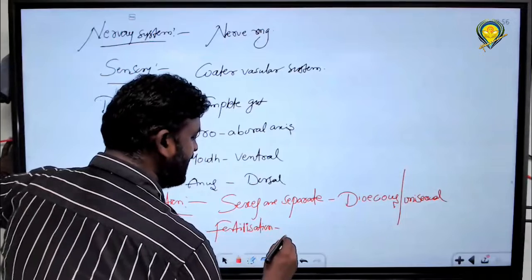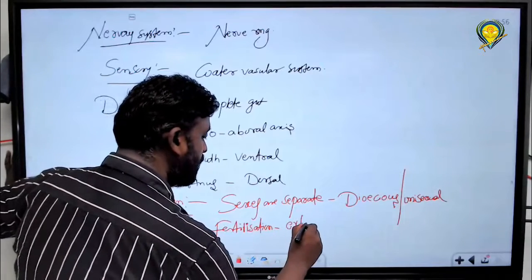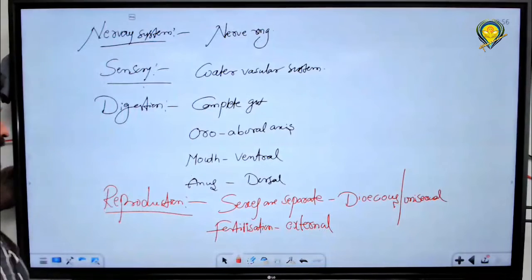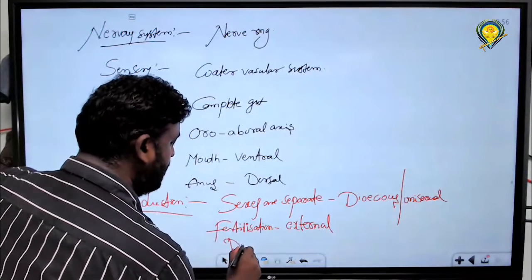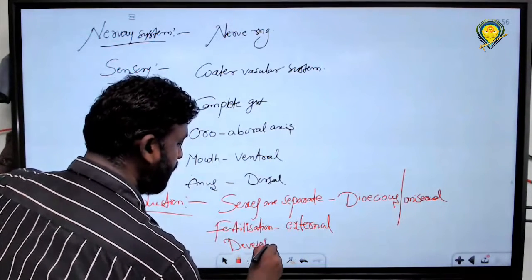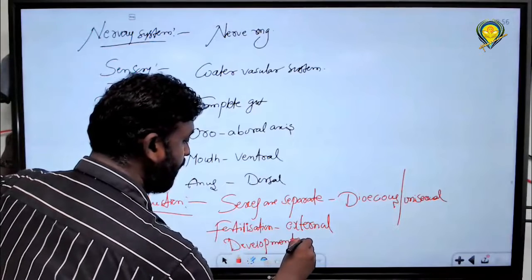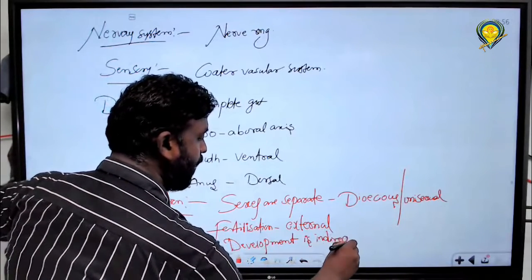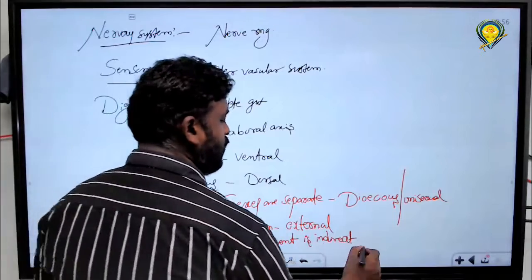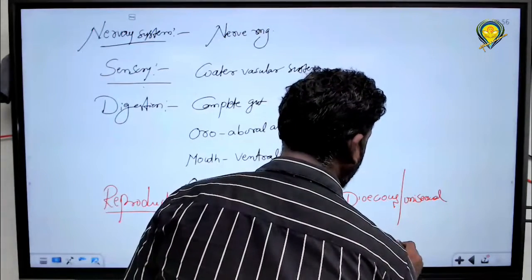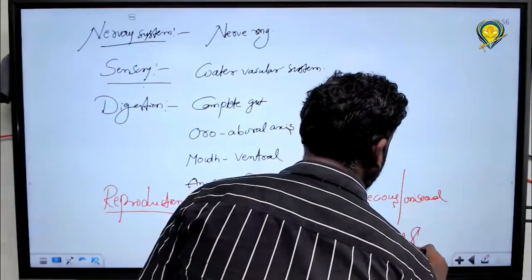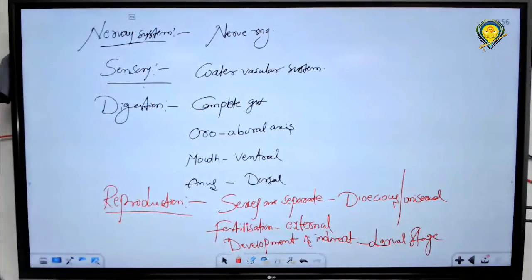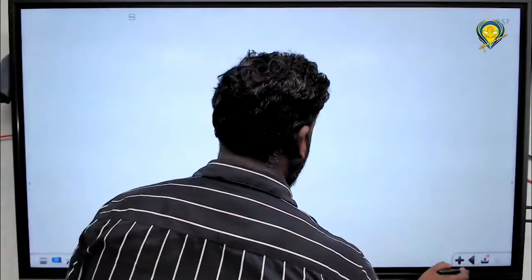As it is an aquatic animal, what? Tell me. External fertilization, definitely. Development is what? Indirect. And which includes what? Larval stage. Good. Then tell me about examples.